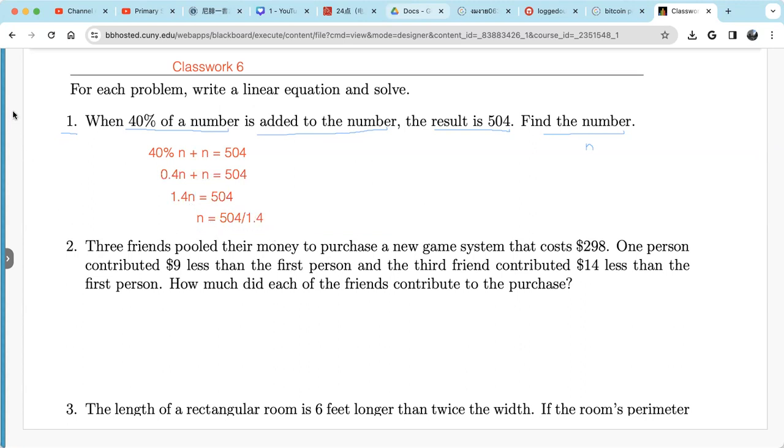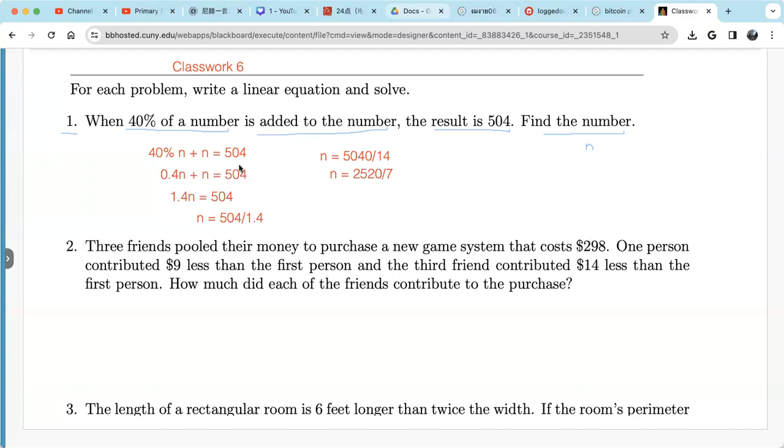So how do we divide those two numbers without a calculator? First I multiply by 10 over 10. So I increase 504 to be 5,040. Then I increase 1.4 to be 14. Then I see these two numbers are both even, so they can be divided by 2. I divide the numerator by 2, I get 2,520. I divide the denominator 14 by 2, I get 7.